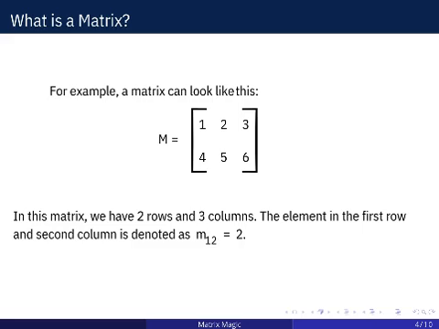So, what exactly is a matrix? A matrix is a rectangular array of numbers organized into rows and columns. Each number in this array is called an element. For example, a matrix can look like this. In this matrix, we have 2 rows and 3 columns. We can refer to the element in the first row and second column as M12 equals 2.